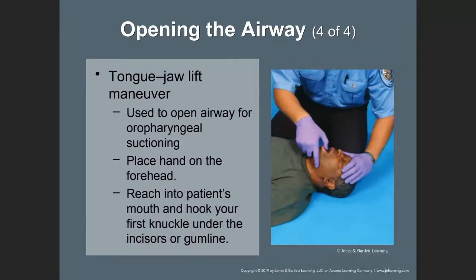The tongue jaw lift maneuver is used to open the airway for oropharyngeal suctioning. Place one hand on the forehead, reach into the patient's mouth and hook your first knuckle under the gum line, the incisors or gum line, and pull the mandible up, or pull the lower jaw up. It is not only used for suctioning, it can be used as a technique to assist in passing advanced airway devices into the patient's upper airway.